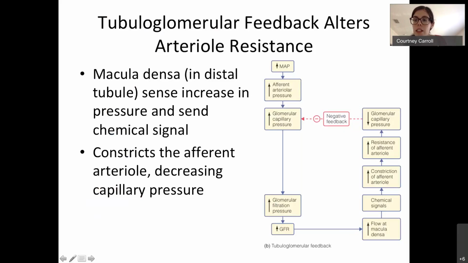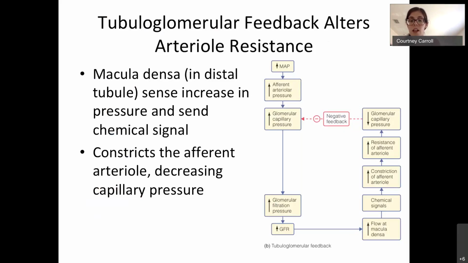Is this still dealing with myogenic regulation? No, this is tubuloglomerular regulation. This is the second one. Myogenic regulation just means the arteriole itself is like, too much, and it gets smaller. This is nearby. It's a good question. So this is the second form of regulation.